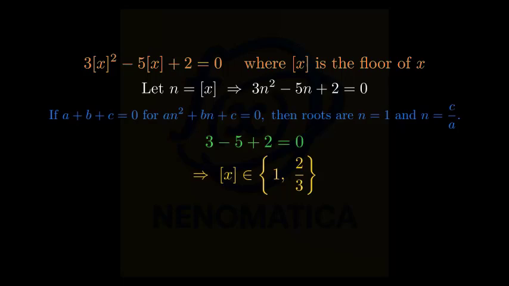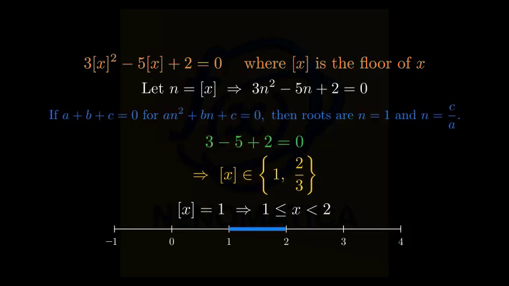Let's verify the sum of coefficients. 3 minus 5 plus 2 equals 0. Perfect. So the two candidate values for bracket x are 1 and 2/3. Step 2. Evaluate the first case. If bracket x equals 1, then by the definition of the floor, x must be greater than or equal to 1 and strictly less than 2. So all real x in the interval from 1 inclusive to 2 exclusive satisfy this case.